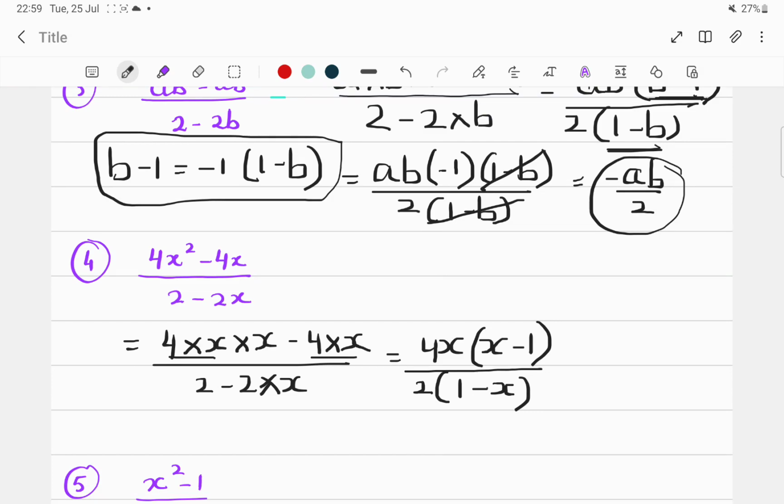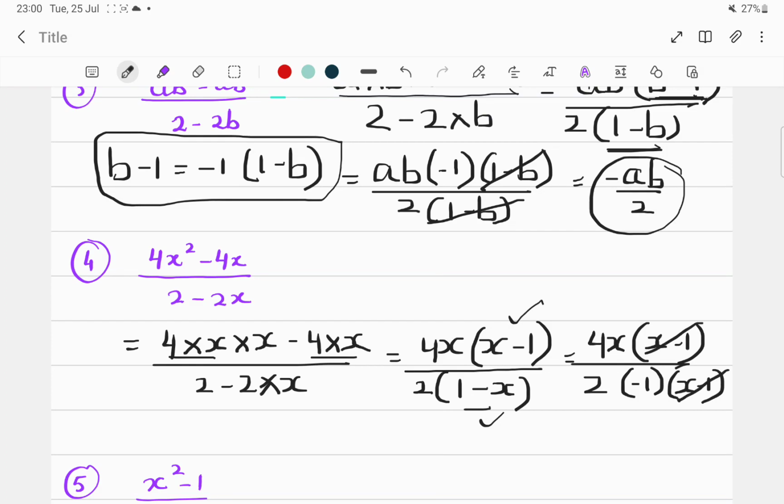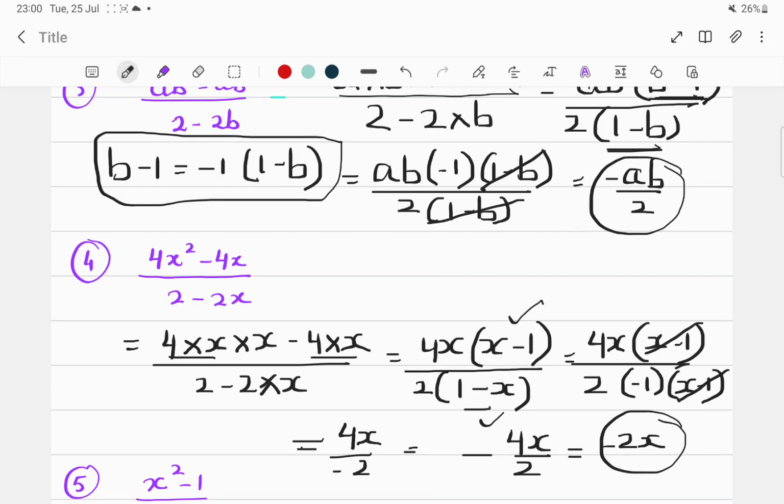Now if you see here we have x minus 1, here is 1 minus x. They are just negative of each other. So I can say this is 4x times (x minus 1) divided by 2 times (1 minus x), and 1 minus x is negative of x minus 1. So these two will be cancelled out. I will be left with 4x divided by negative 2, because only the denominator is negative, so this negative I can write in the middle, and then it is 4x divided by 2. 2 and 4 have a common factor, so the result will be negative 2x.